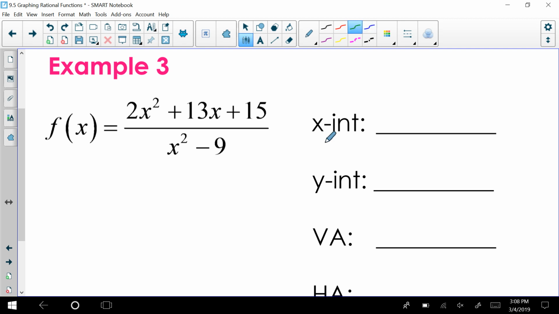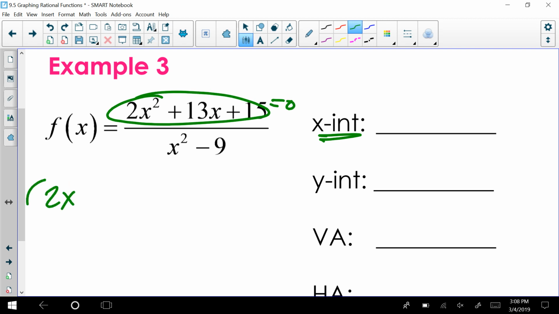So here we go. We got x-intercepts. You set the top equal to 0. That does factor. 2x, x. I need to make 13. I would need a 5 here. That would make 10. And then a 3 here. Oh, that would make my 13.